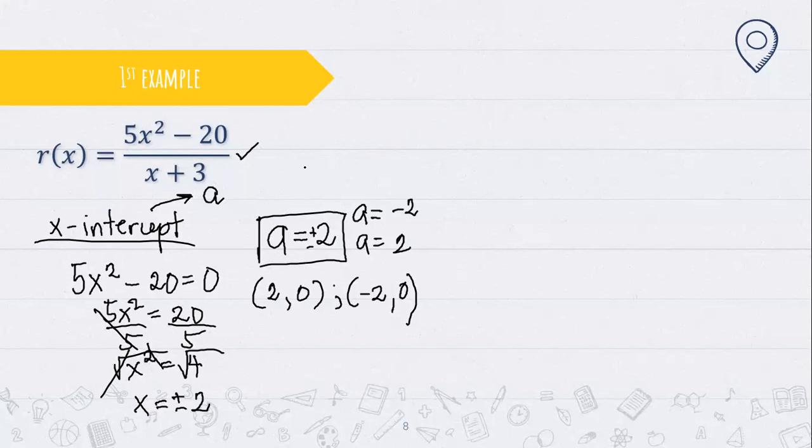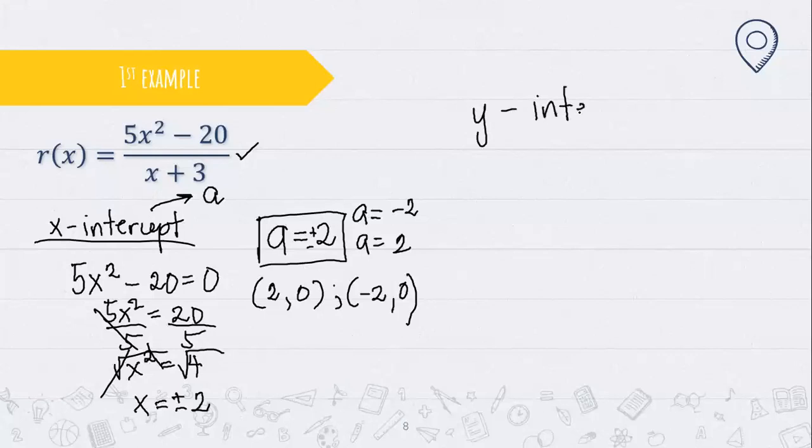Sige. May tanong po class sa x-intercept? Okay. Wala po, sir. So, naintindihan class yung pagkuha ng x-intercept? Opo. Okay. Very good. Sige, proceed tayo sa y-intercept.